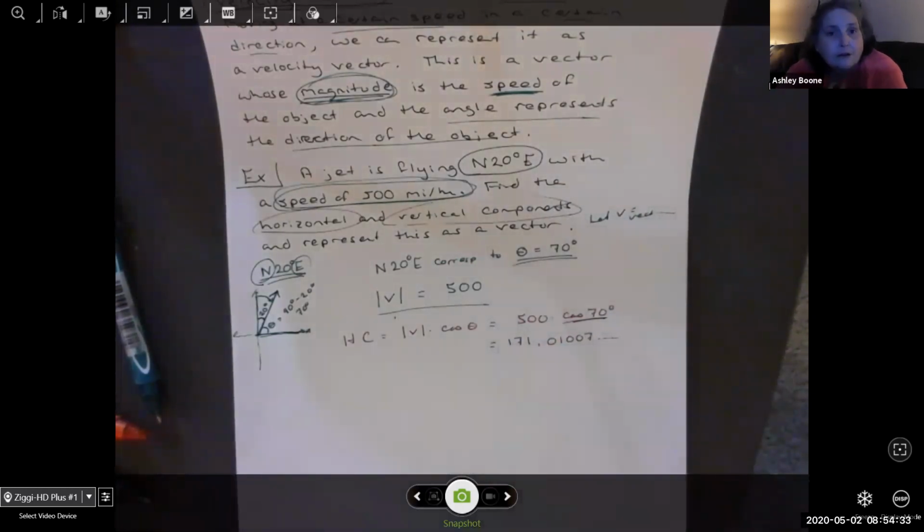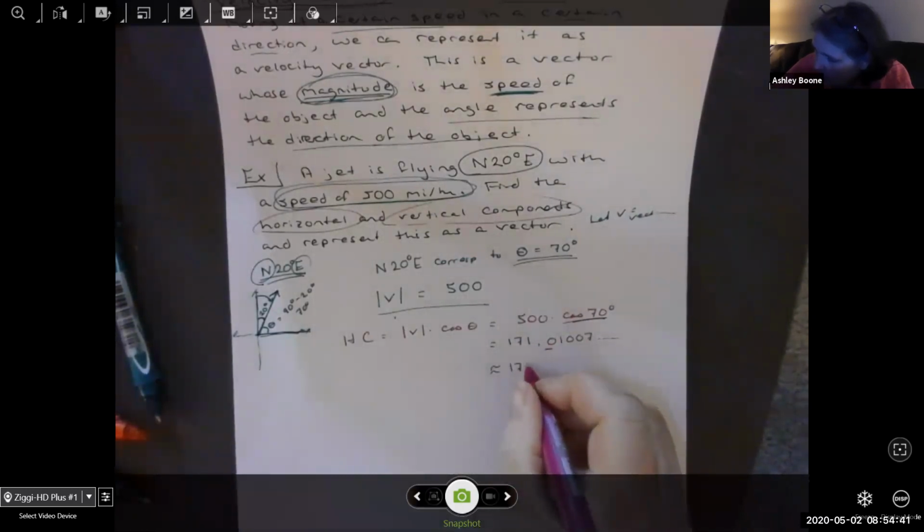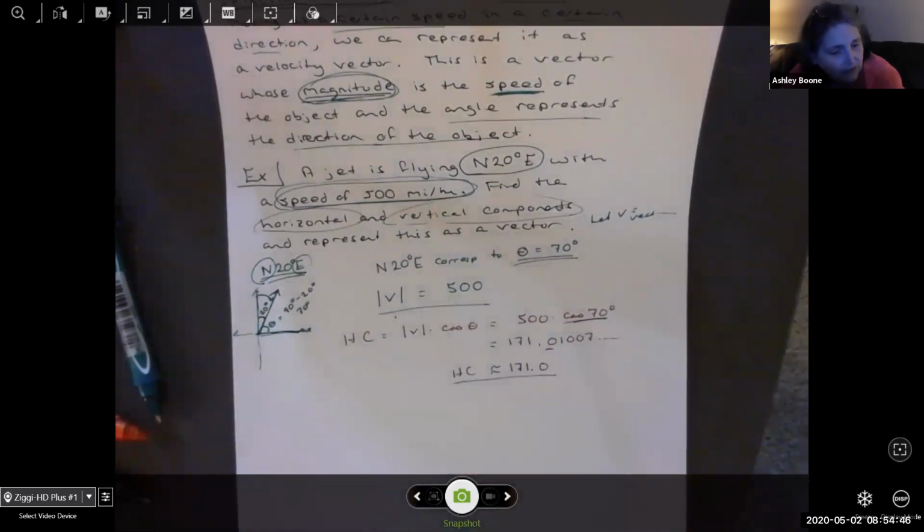If you're in software or you're on a test or something, you'll be told where to round. Let's go ahead and round to the tenth. So that would be approximately 171.0. Our horizontal component is approximately 171.0. This is the distance left to right. Our distance is being given in miles. So what this means is from wherever the jet is starting, the initial point, horizontally, it's covering 171 miles roughly. That's what that's referring to.